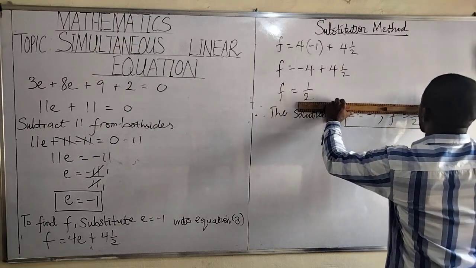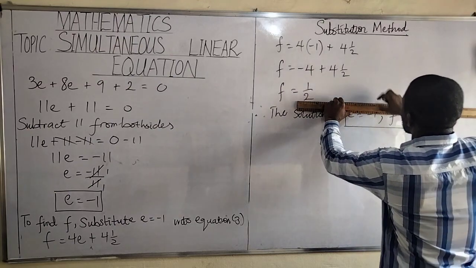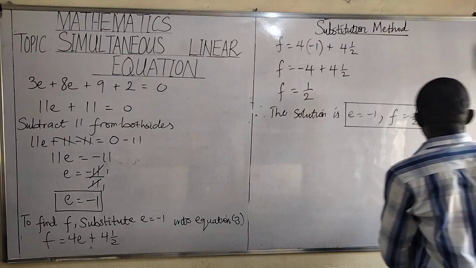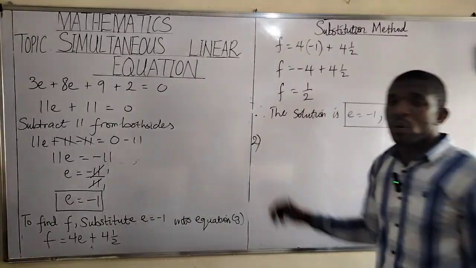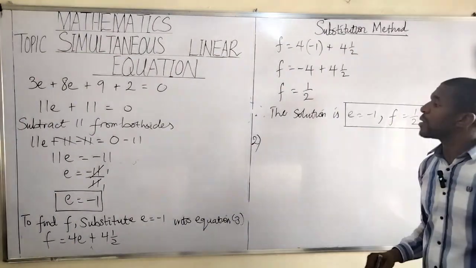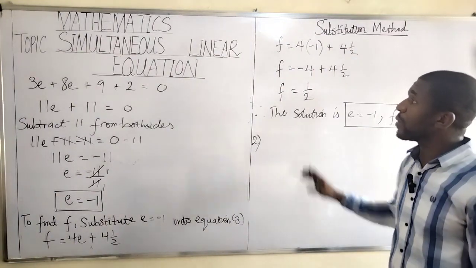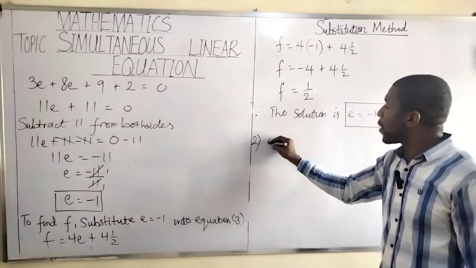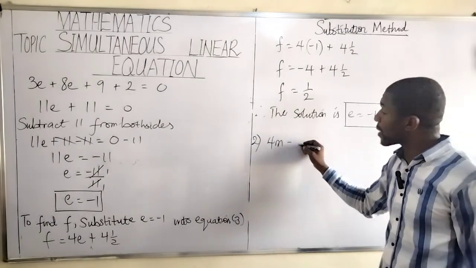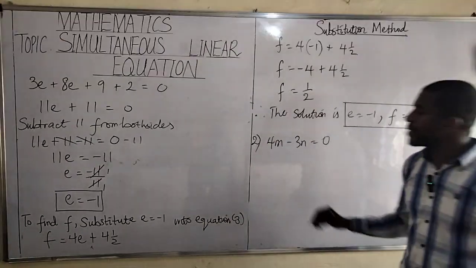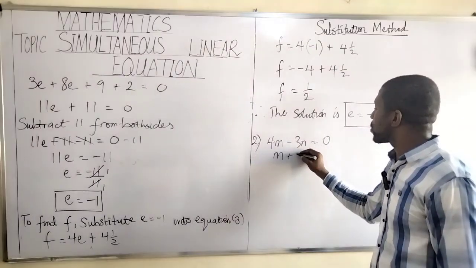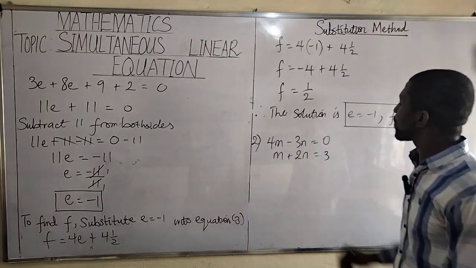Alright, we are going to take another example. Tag that one question number 2. Okay, so in question number 2, we have another simultaneous equation problem. Okay, and it goes thus: 4m minus 3n equal to 0. And the other one says m plus 2n equal to 3.